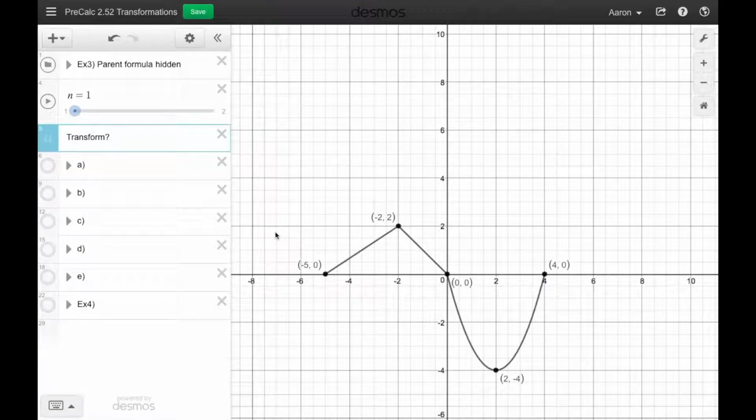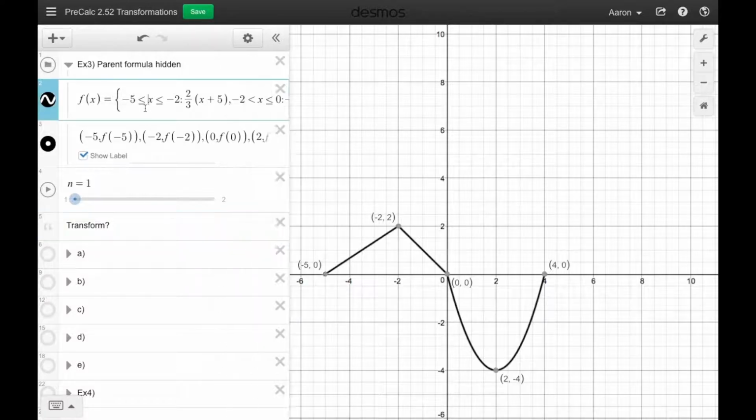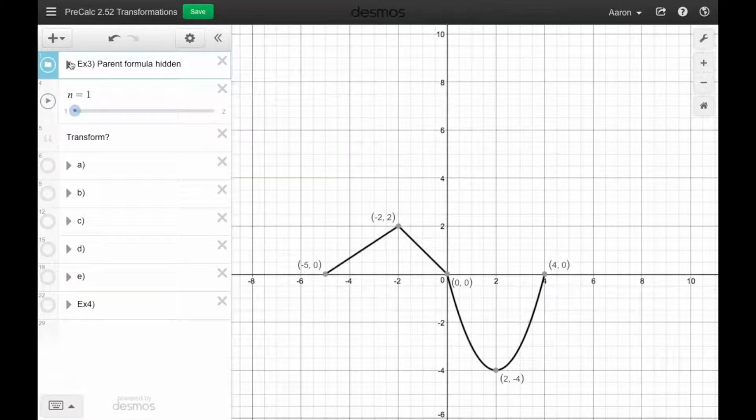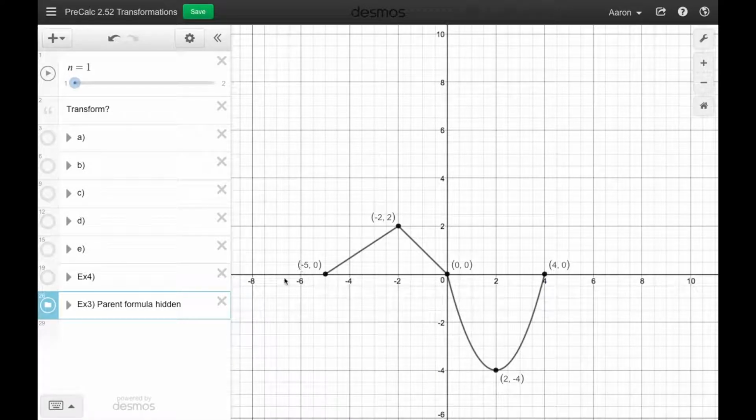All right, good people, this is section 2.5, day 2, transformations. So here we're going to be given an example where the parent formula is actually hidden. We don't have the function here, we just have points. Let me show you real quick. Oh my gosh, look at this crazy thing. Isn't that absurd? Well, we're not even going to be using it, so don't worry about it. What we're going to be doing is taking this parent function and transforming it somehow. So let's check out example A.